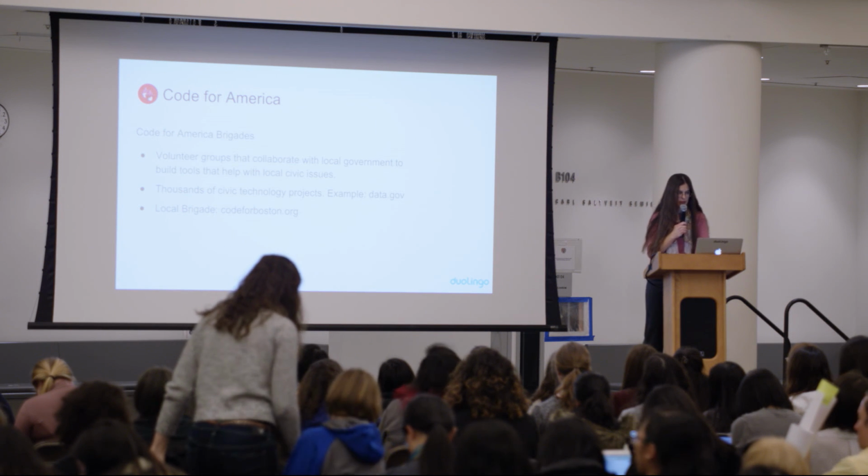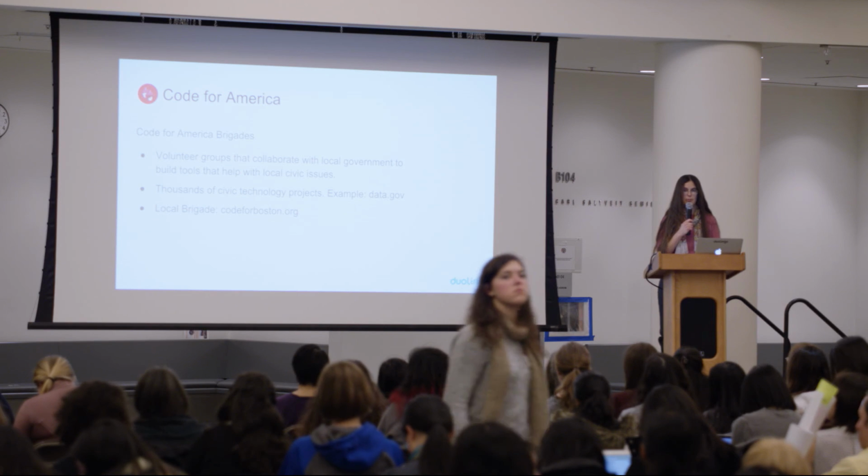In addition to working on these projects, Code for America supports a platform for volunteers. This platform is called Code for America Brigades. These are volunteer groups that collaborate with local government to build all sorts of tools to help with local civic issues. And in fact, there's a local brigade right here. It's called Code for Boston. It meets in Cambridge right here every Tuesday night. The local brigade here has worked on a bunch of different things. One example is a Cambridge energy app, which helps residents track and reduce their energy bills.